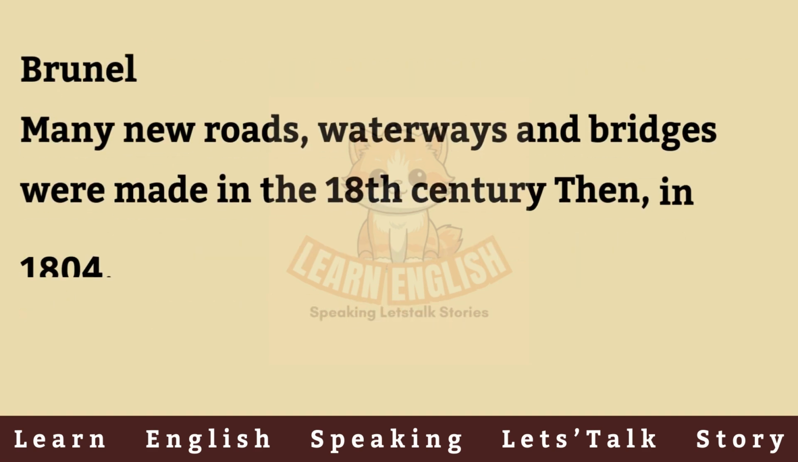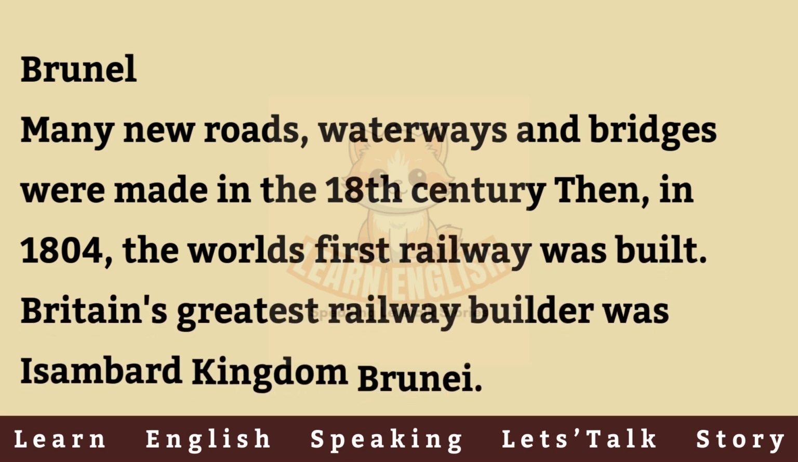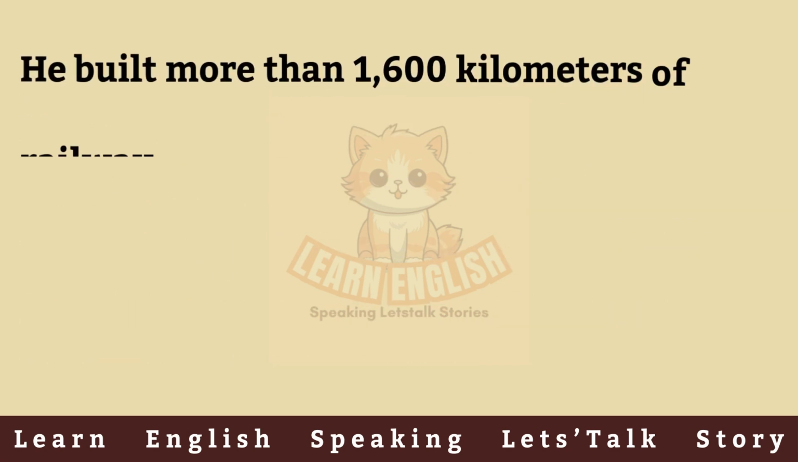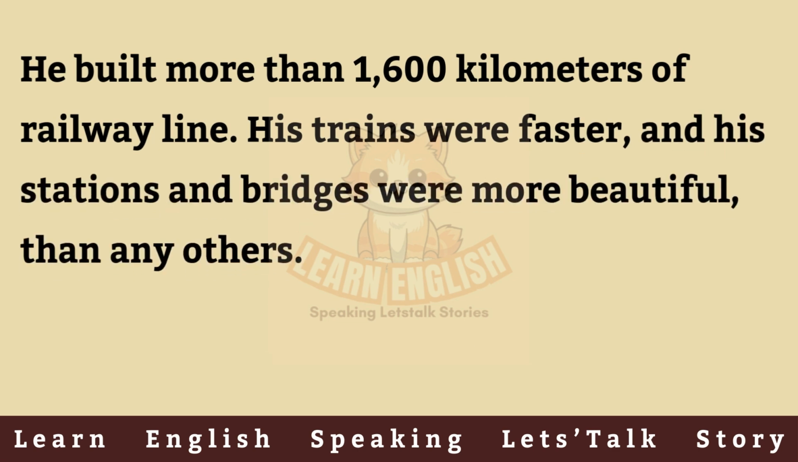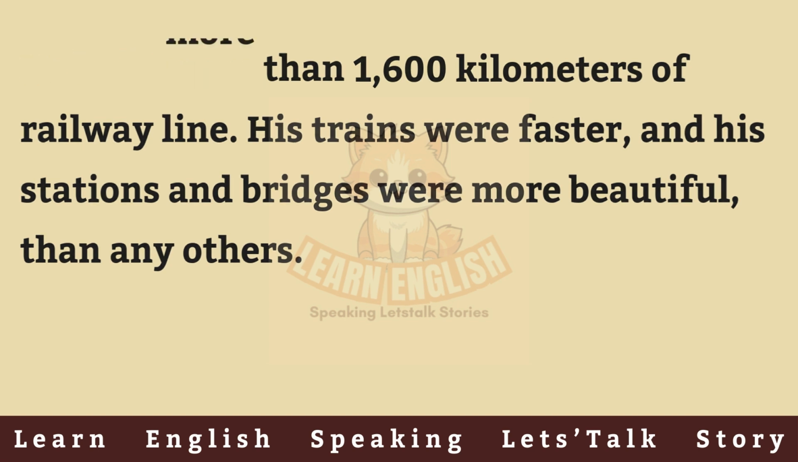Brunel. Many new roads, waterways and bridges were made in the 18th century. Then, in 1804, the world's first railway was built. Britain's greatest railway builder was Isambard Kingdom Brunel. He built more than 1,600 kilometres of railway line. His trains were faster, and his stations and bridges were more beautiful than any others.